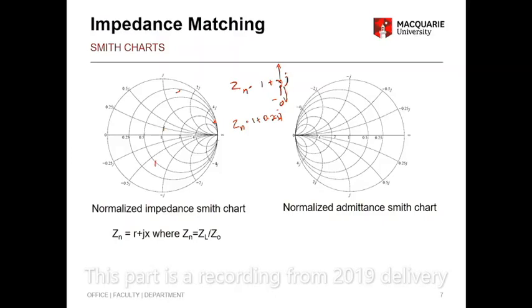So the real part is 1, so I have to be in this circle somewhere. My reactance, so this is the resistance, that's the reactance. The reactance is 0.25. Now this curve here represents reactance. So it's 0.25. So this point has a real part of 1, reactance of 0.25j.